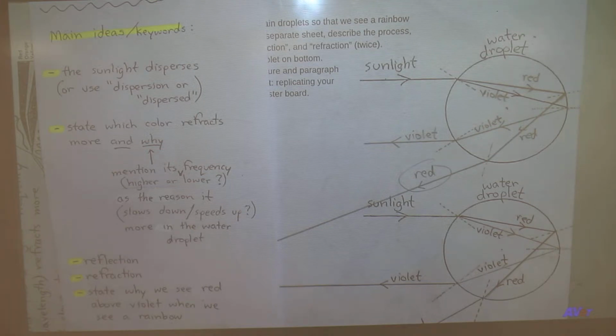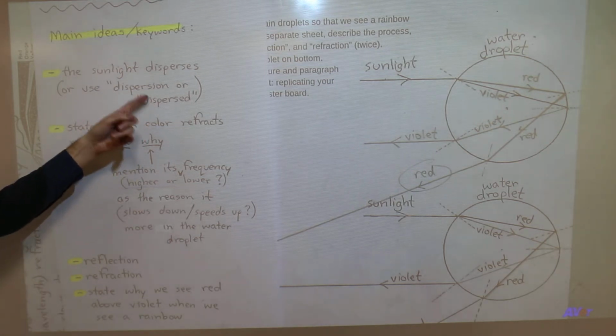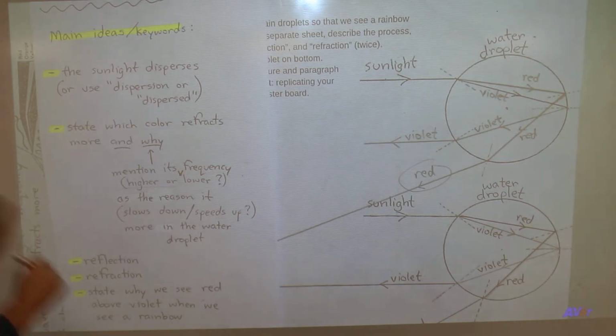Yeah, here's another one. If there's water droplets in the sky and sunlight hits it, the sunlight disperses. The colors spread out. That's called dispersion. So I did repeat a couple words so that was the same thing, but why not? Okay, back to the paragraph.